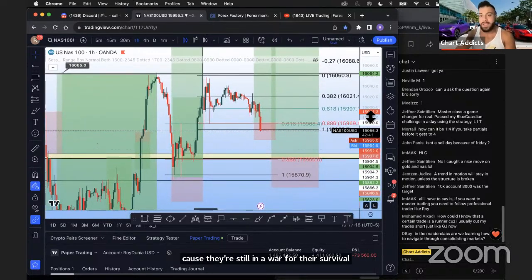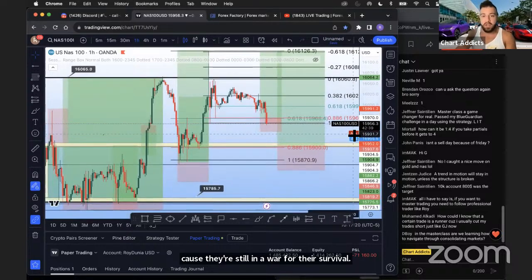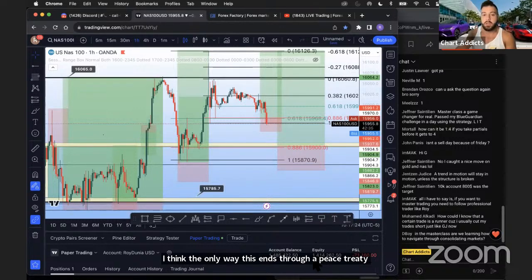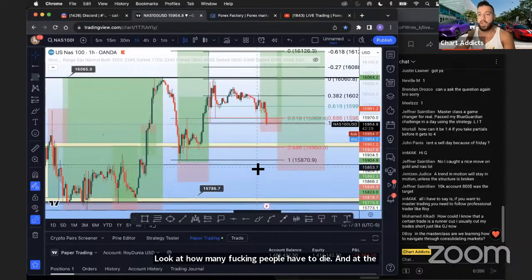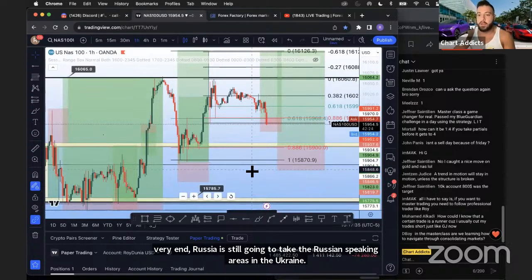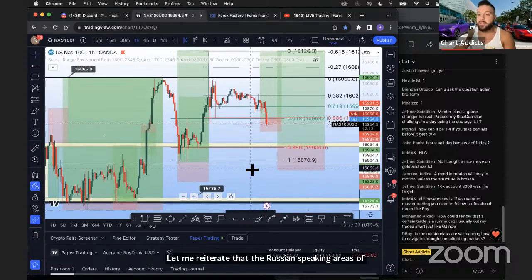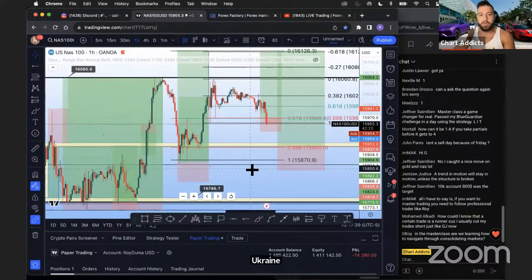I think the only way this ends is through a peace treaty and through some concessions. This was a messed up situation. Look at how many people had to die. And at the very end, Russia is still going to take the Russian-speaking areas in the Ukraine. Let me reiterate that. The Russian-speaking areas of the Ukraine. Tens of thousands of people have died in that battle just for that to be the outcome.